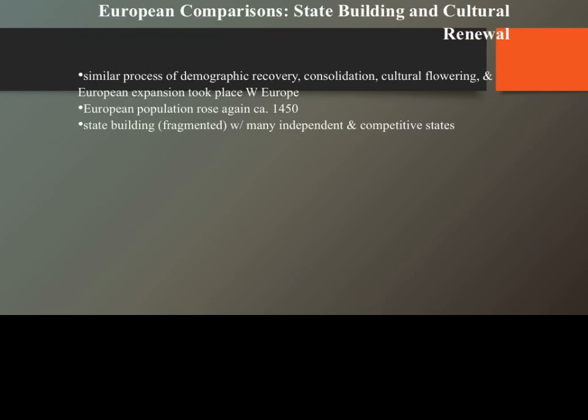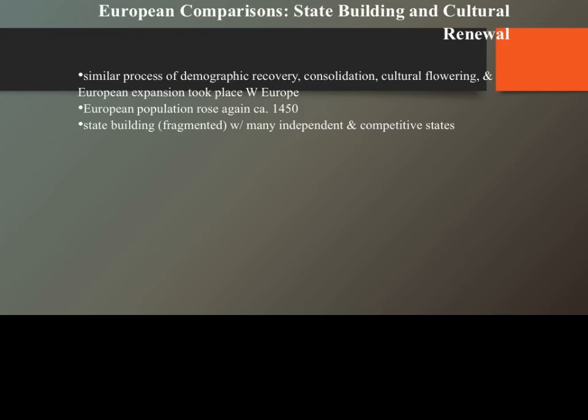Okay, European comparisons and state building and cultural renewal. There was a similar process of demographic recovery from the plague that happened in Europe. Consolidation, a big cultural flowering, and European expansion also took place in Western Europe. The European population began to rise again around 1450. And state building was also on the rise.